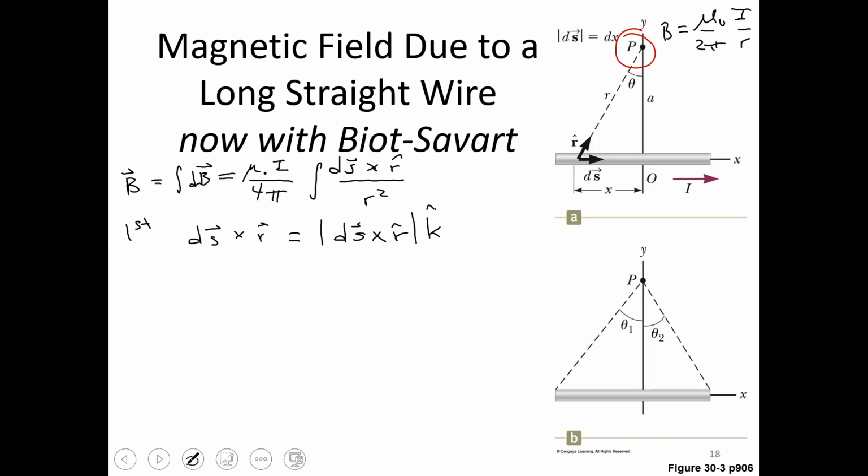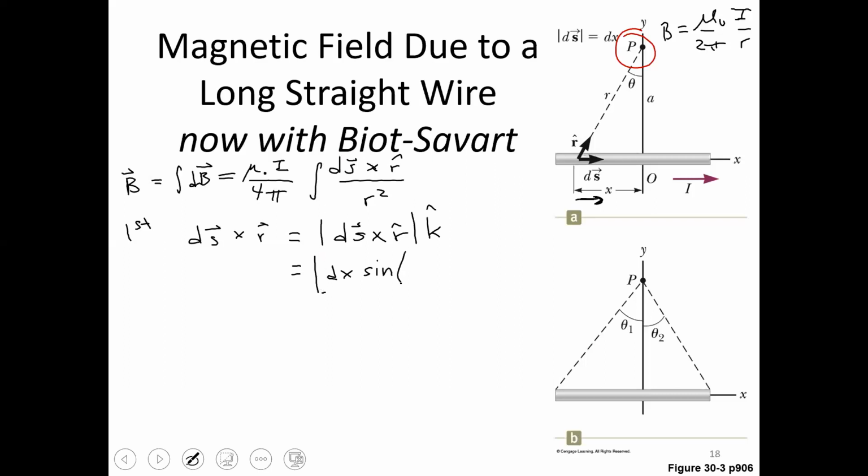Now, I want to define that cross product, right? So a cross product is the magnitude of one thing times the magnitude of the other thing times the sine of the angle between them. Because I put ds in this x direction, I can just rename it dx, right? So that's the magnitude of the first thing. The magnitude of r hat, because it's a unit vector, has a magnitude of 1. So there's an implied times 1 here. And then I'm just going to switch this to parentheses. And then times the angle in between them.